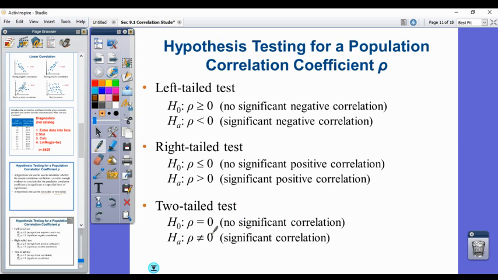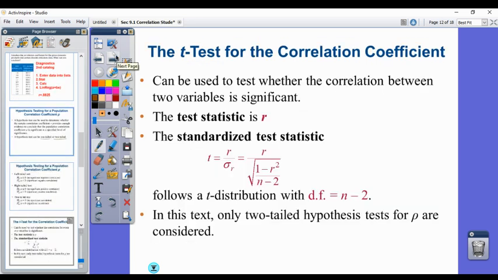And this makes sense because when we have a correlation coefficient of 0, that means we don't have significant correlation, okay? All right, so this time our test statistic is going to be r, and we have a new formula.